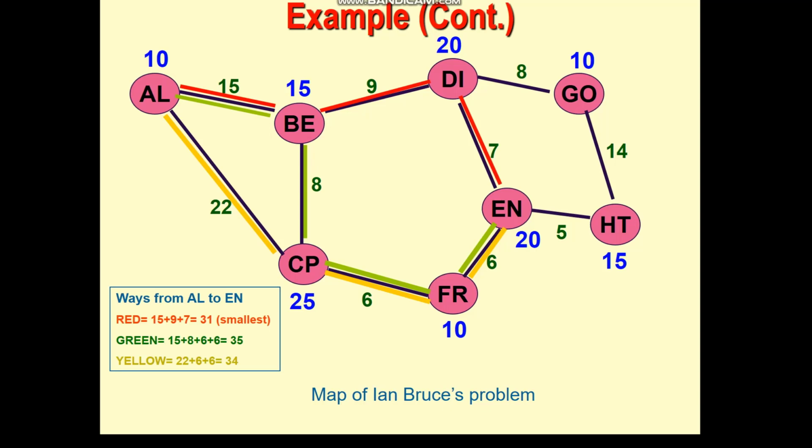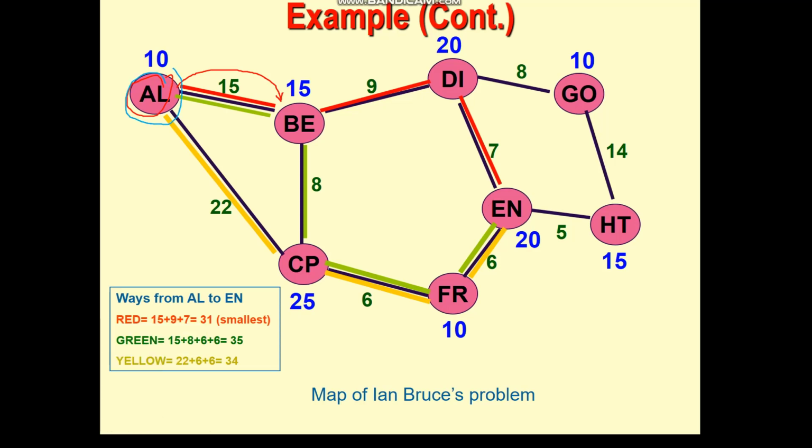Okay. So from AL to BE, we can see the shortest way is 15, right? So the distance between AL to BE is 15. How about from AL? Let me change another color.